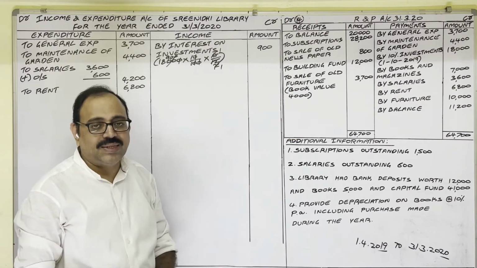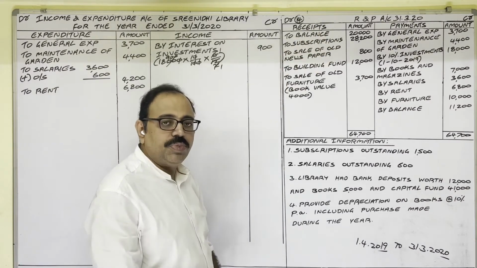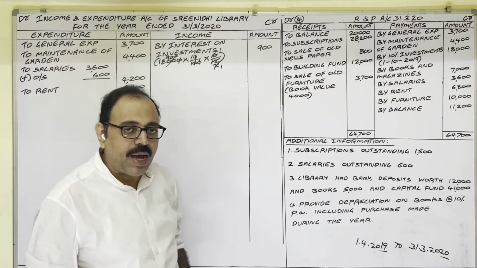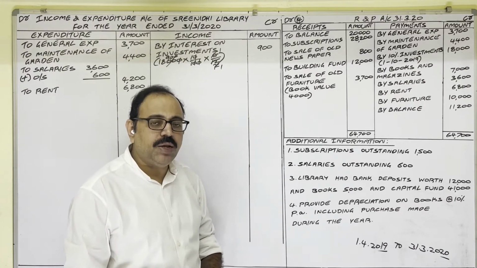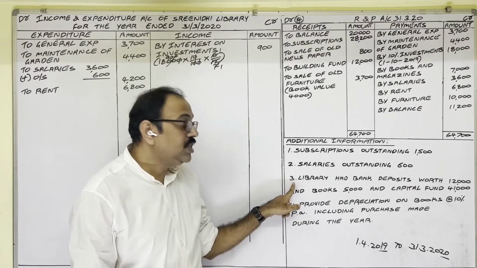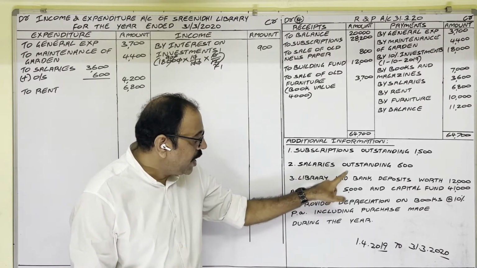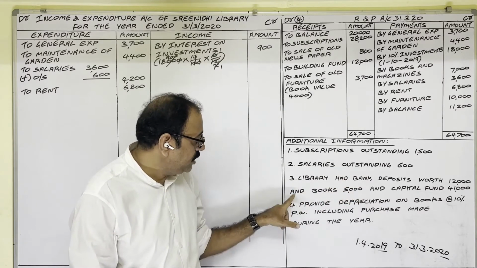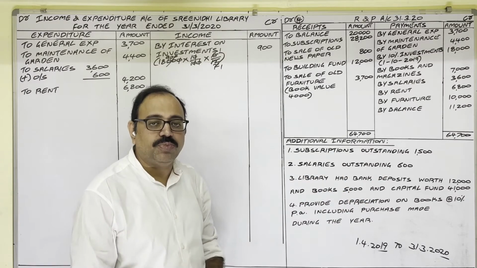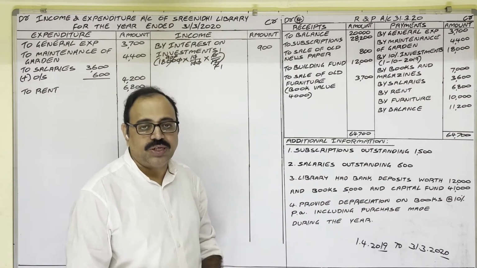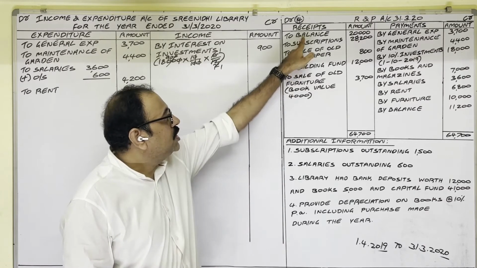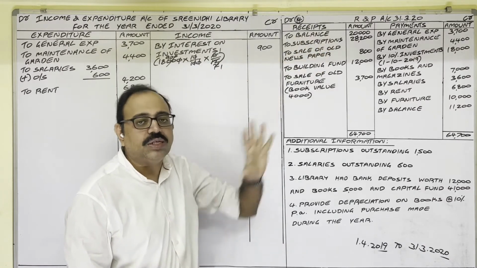Come to receipt side. Balance 20,000 rupees. This is opening cash balance. If you prepare opening balance sheet under asset side you have to show. But in present problem we need not prepare opening balance sheet. Because see the adjustment number 3. Library had bank deposits worth 12,000 rupees and books of 5,000 rupees and capital fund 41,000 rupees. Capital fund is given in the question. Therefore, you need not prepare opening balance sheet. So, this balance 20,000 we need not consider anywhere.